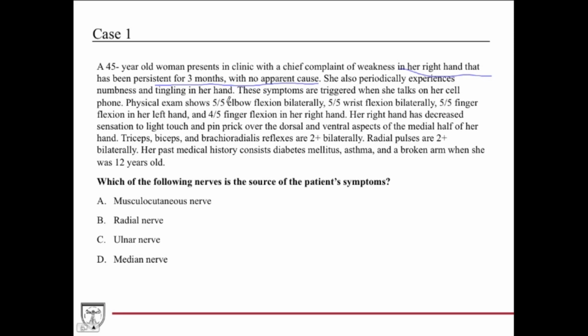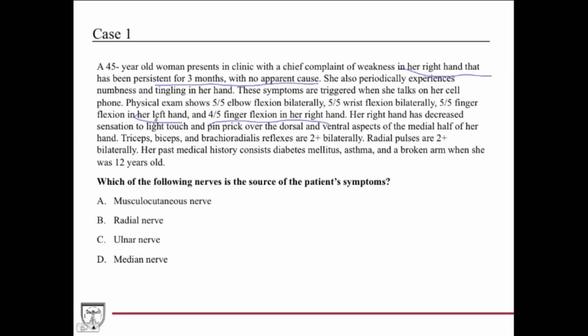So on exam, she has 5 out of 5 elbow flexion bilaterally, so normal elbow flexion, normal wrist flexion bilaterally, 5 out of 5, normal finger flexion in the left hand, but 4 out of 5 on the right. The way you test finger flexion usually in clinic is you have them just squeeze your fingers, so you're really testing all 4 at once. The right side's a little bit weaker than the left.